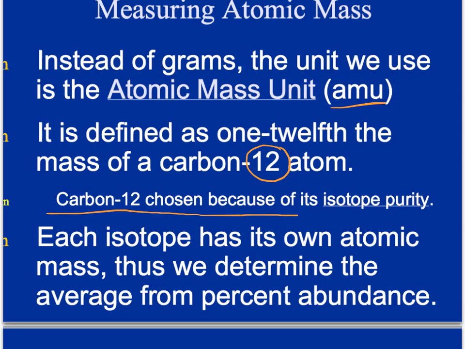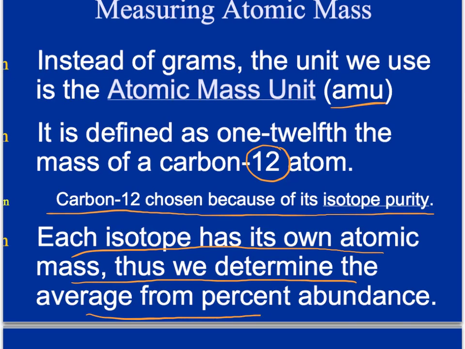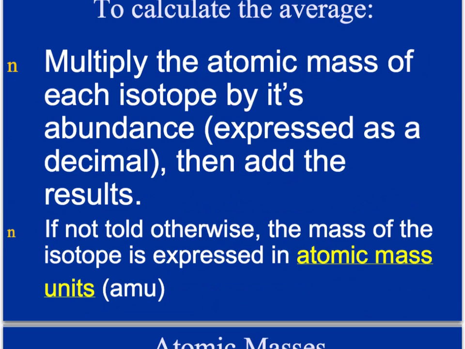So carbon-12 is chosen because of its isotope purity, meaning that it's pretty common, the most abundant of the 3 isotopes of carbon that appear. Each isotope has its own atomic mass, thus we determine the average from the percent abundance. Like I said, one of our jobs here today is to calculate the average atomic mass. We're going to do that by multiplying the atomic mass of each isotope by its abundance expressed as a decimal and then adding the results. Just a little note, if not told otherwise, the mass of the isotope is expressed in atomic mass units, and we already discussed this unit.